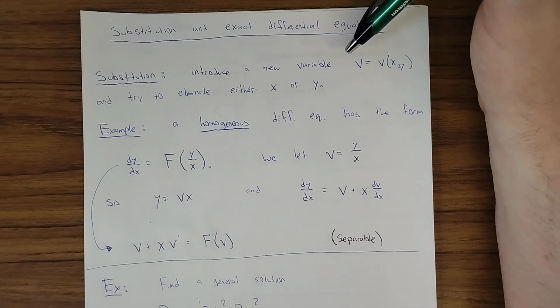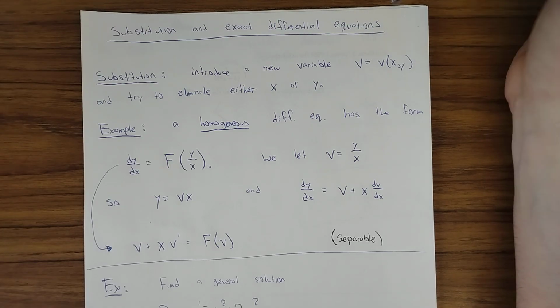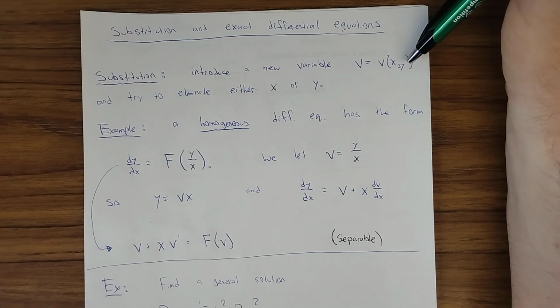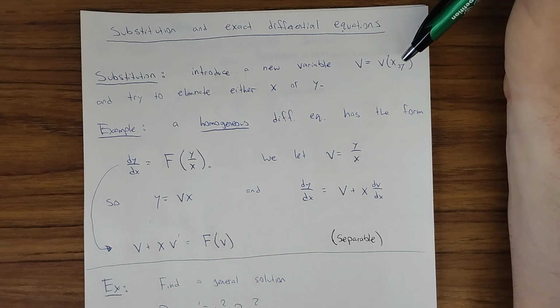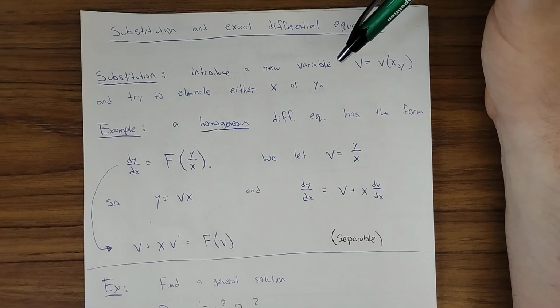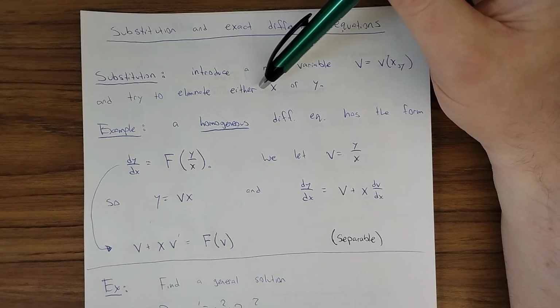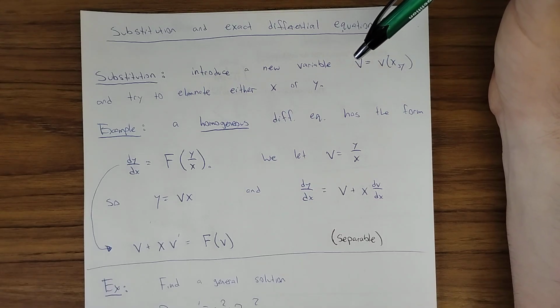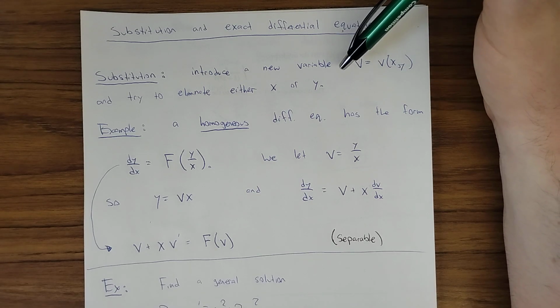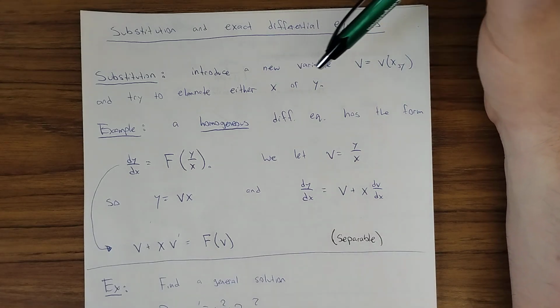It's like letting u be something, or in this case we're going to use the letter v. But v is going to be some function of x and y, and we get to decide what that is. In different situations, it's a good idea to do different things. But whatever it is, we're going to introduce it and then try to eliminate one of the original two variables. That way we'll be left with v and either x or y, whichever one we don't eliminate.